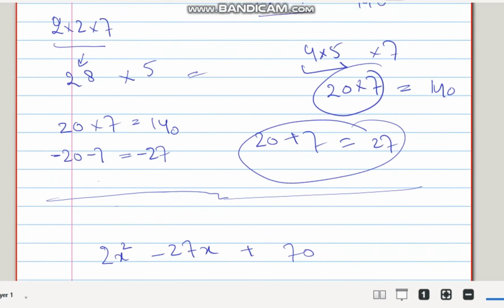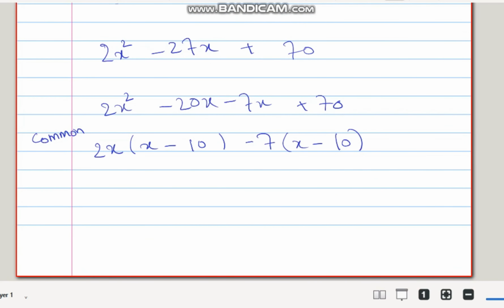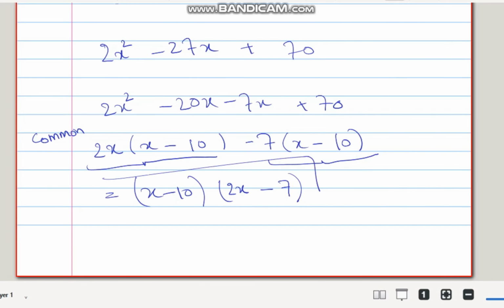Okay. Now, Shiba, we will take the common here. You can see easily what thing is common here and what thing is common here. It is x minus 10. Okay, we can easily see this. x minus 10 is common here, and 2x will remain here, and minus 7 will remain single here. So this is basically the factorization of the above quadratic equation. So we got the factors.